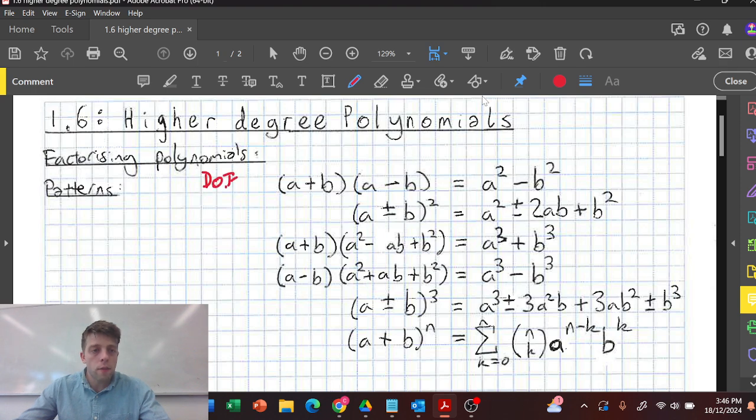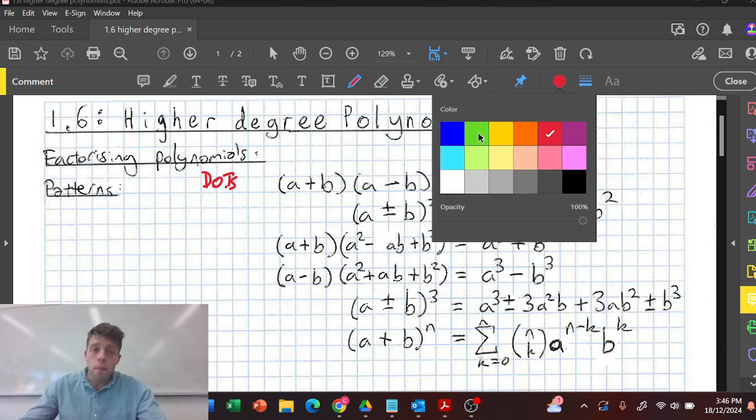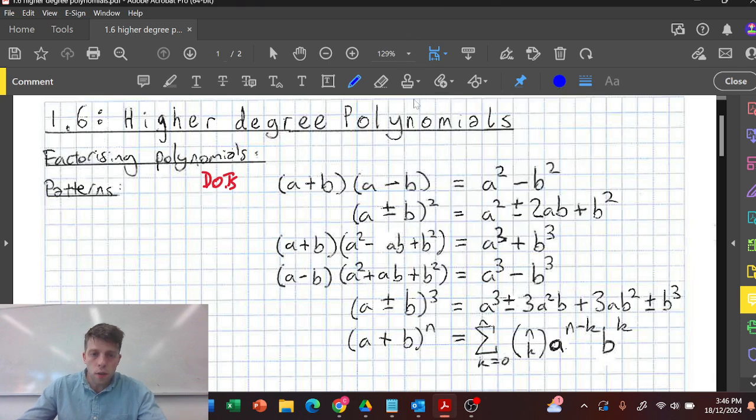The second one we have to remember is the perfect square. So this is a plus or minus b squared, and this expands as a squared plus or minus 2ab plus b squared. A little note here that you may or may not be aware of. So if you see this notation, plus or minus, basically that means if it's a plus b, so a plus b squared is going to be equal to a squared plus 2ab plus b squared, right? So if it's plus here, there's a plus over here.